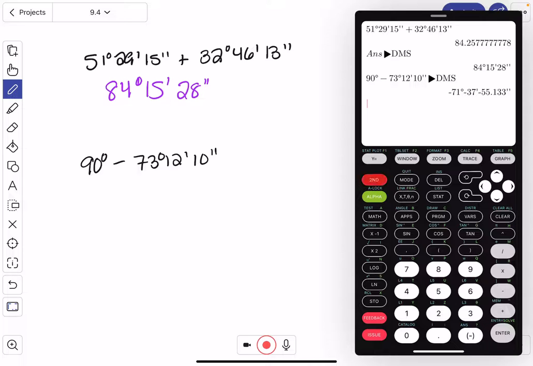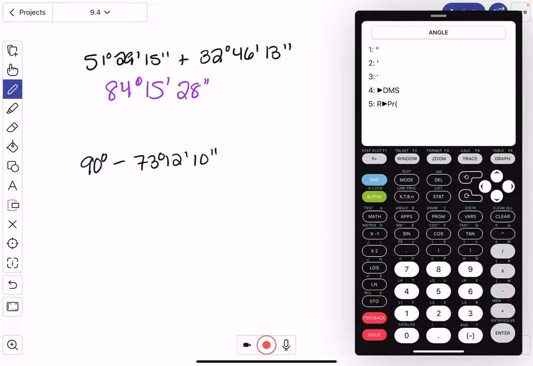Ugh. Second entry, delete. What is going on? All right, so I'm going to try this again. 90 degrees minus 73 degrees, 12 minutes, 10 seconds. And then you can turn that into your decimals.